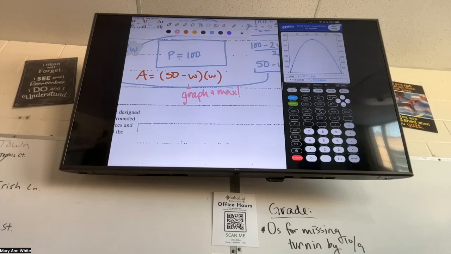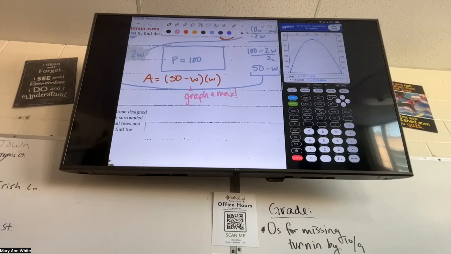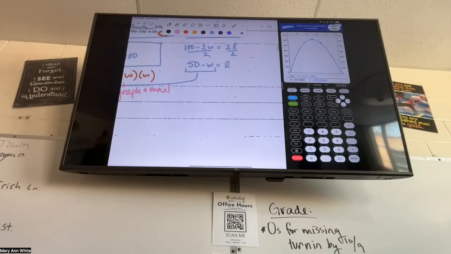Technically on the last one I could have been done because I did see the peak, I did see that maximum, and it says find the max. So let's go second trace and find our maximum. We'll go left bound, right bound, find that maximum. And that is at the point 25, 625.